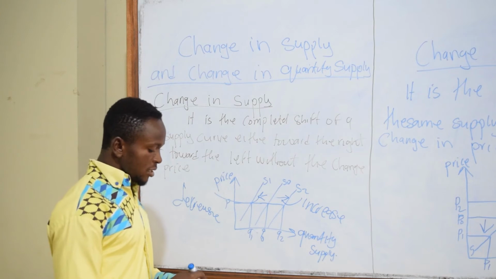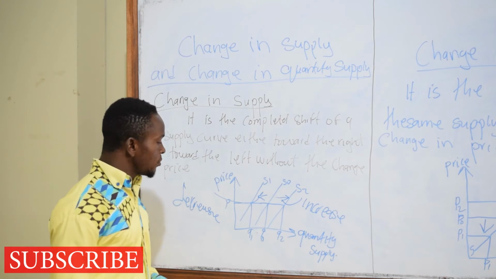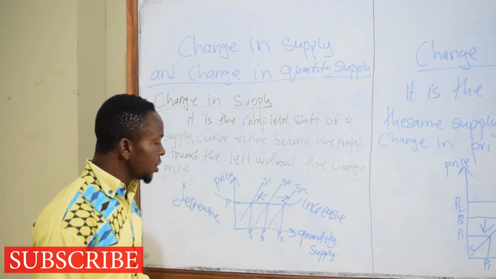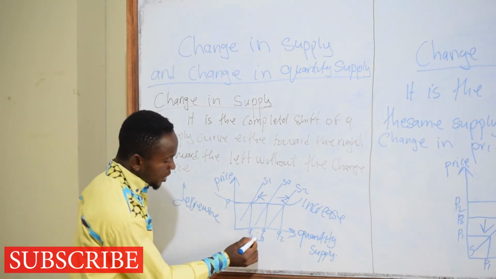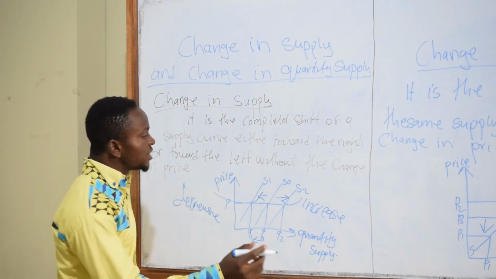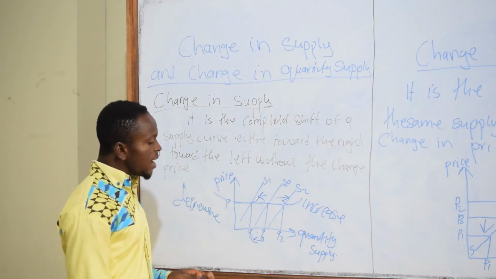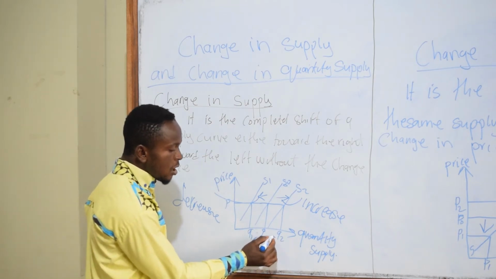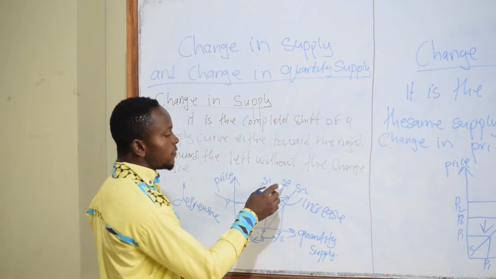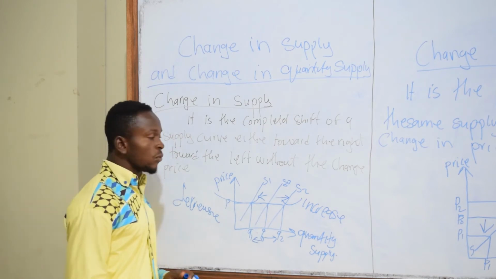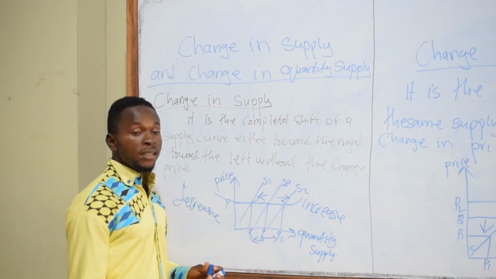Now, if you have been given a diagram of this nature and asked to explain it, you say: from the diagram above, it can be observed that the movement from Q0 to Q1 indicates a decrease in supply, thereby shifting the supply curve from S0 toward S1. On the other hand, the movement from Q0 to Q2 indicates an increase in supply, thereby moving the supply curve from S0 to S2. In other words, they can ask you to explain only a decrease in supply.